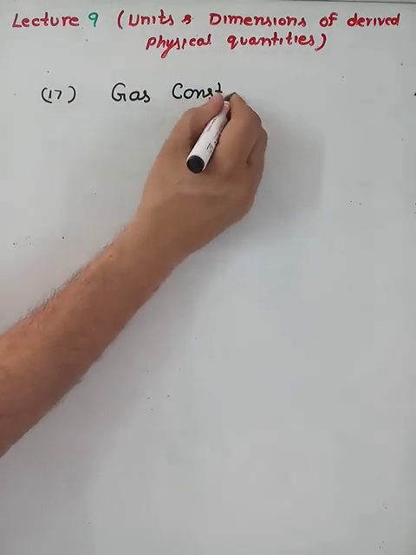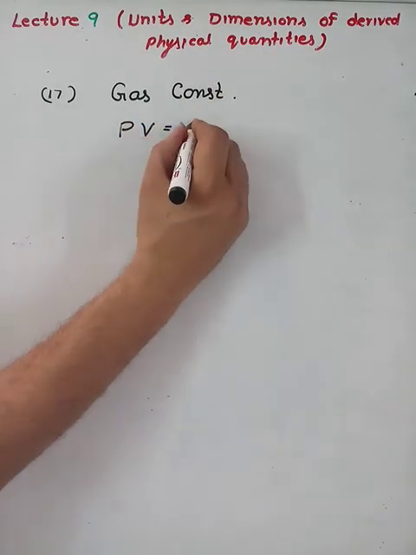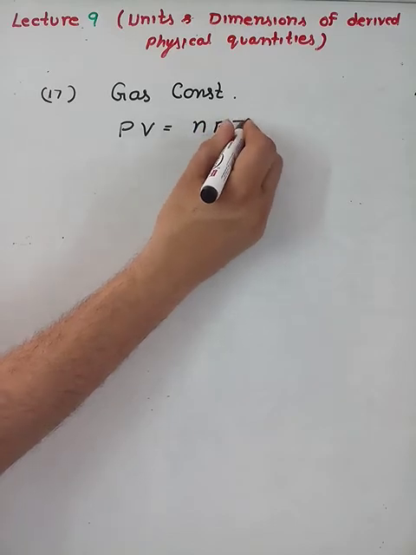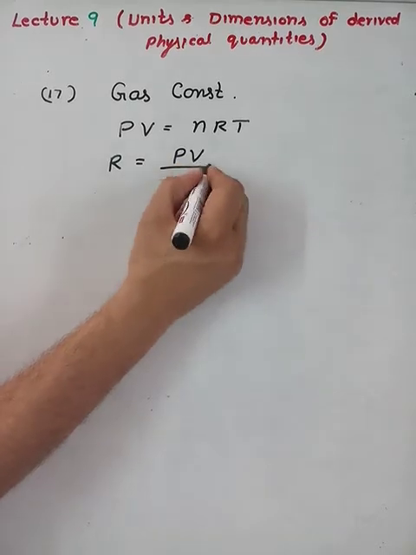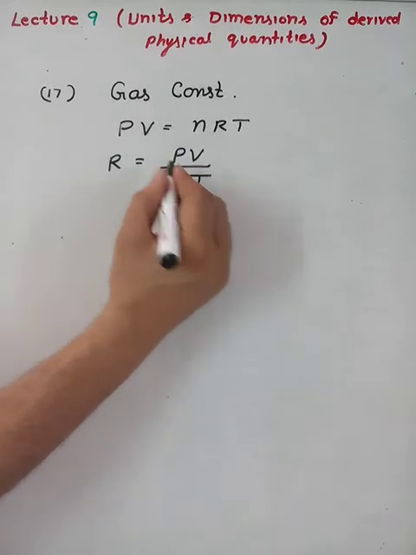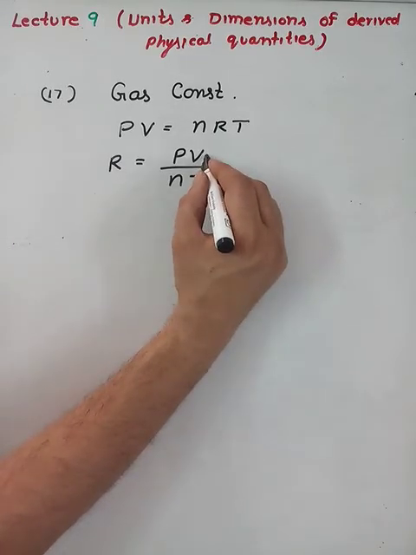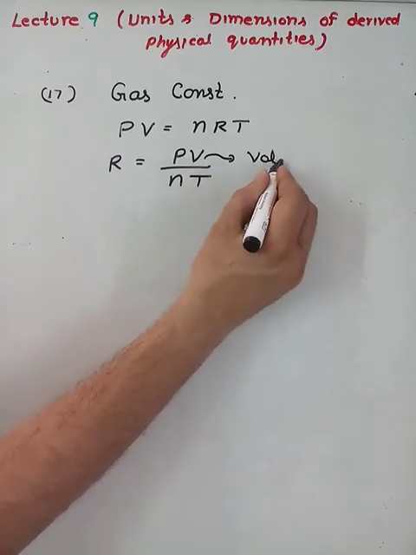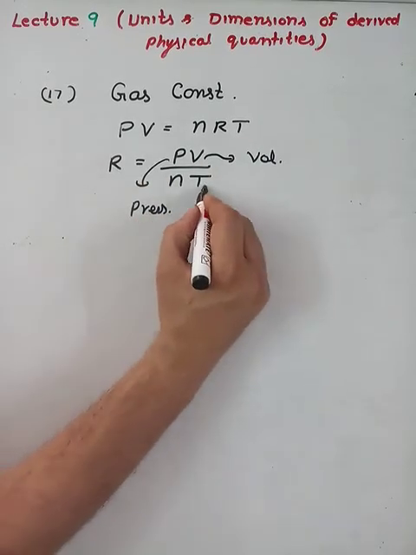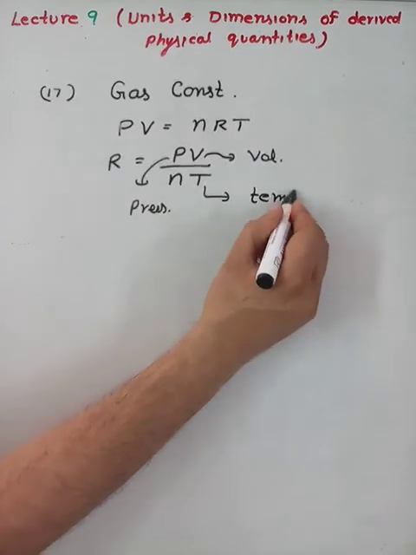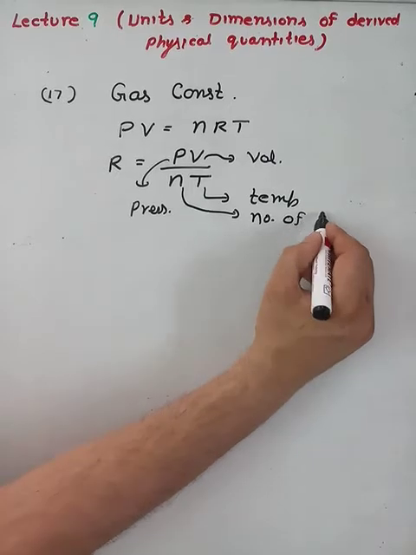Gas constant. For the gas constant, we use the formula PV equals nRT. R is the gas constant, so R is PV upon nT. P is the pressure, V is not speed or velocity, it is volume. You should know about these parameters. T is not time, T is temperature, and n is the number of moles.